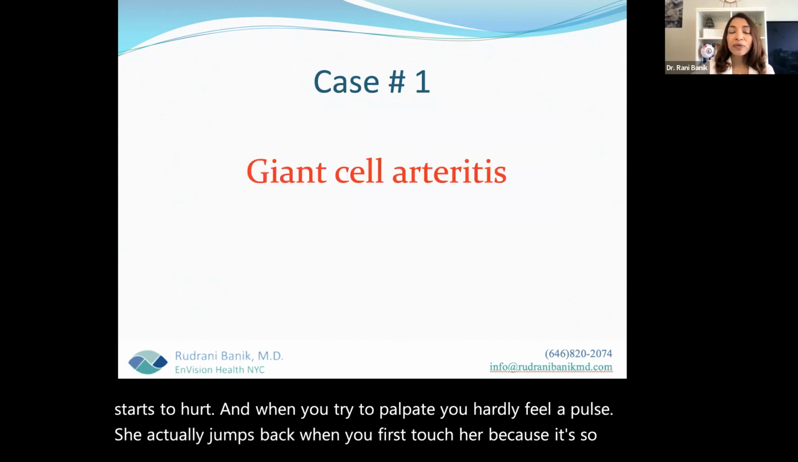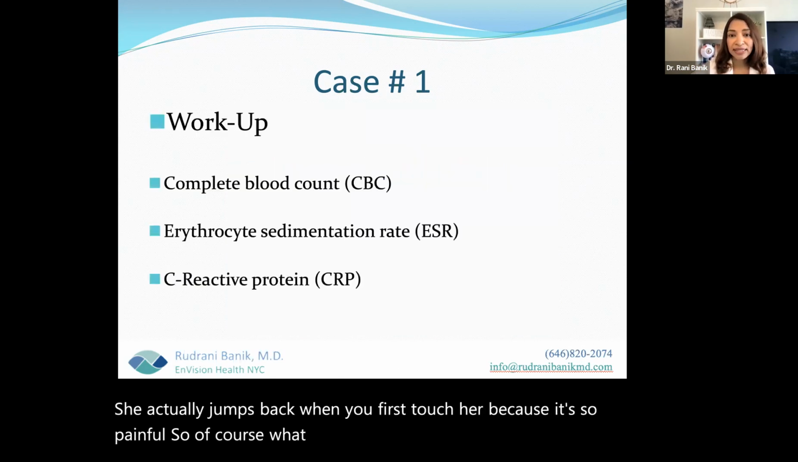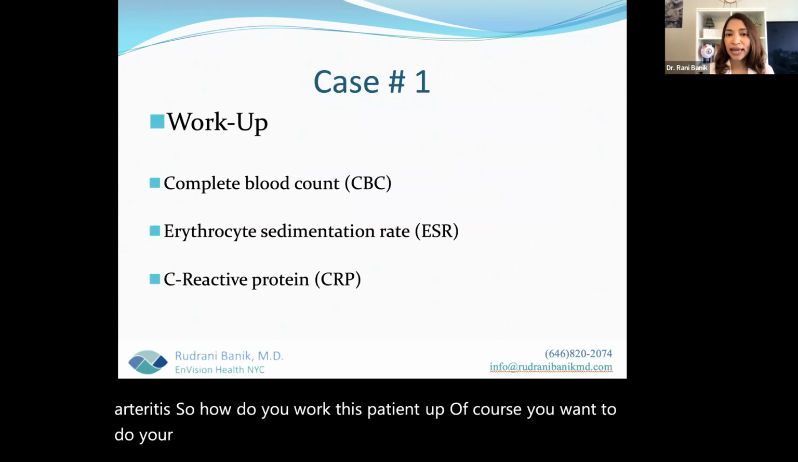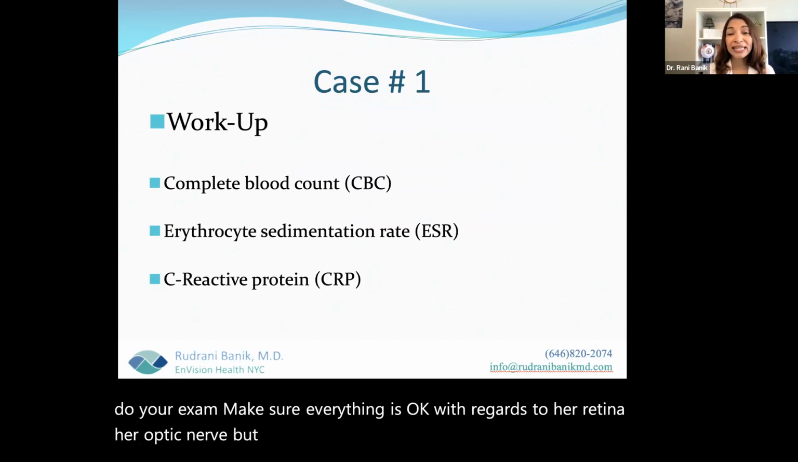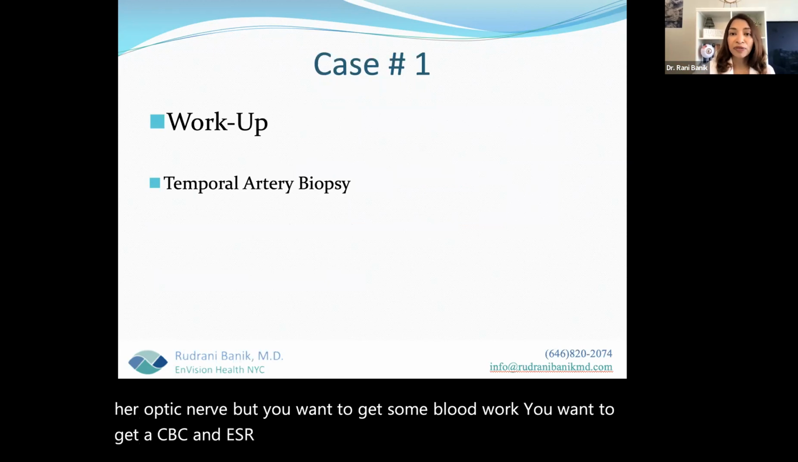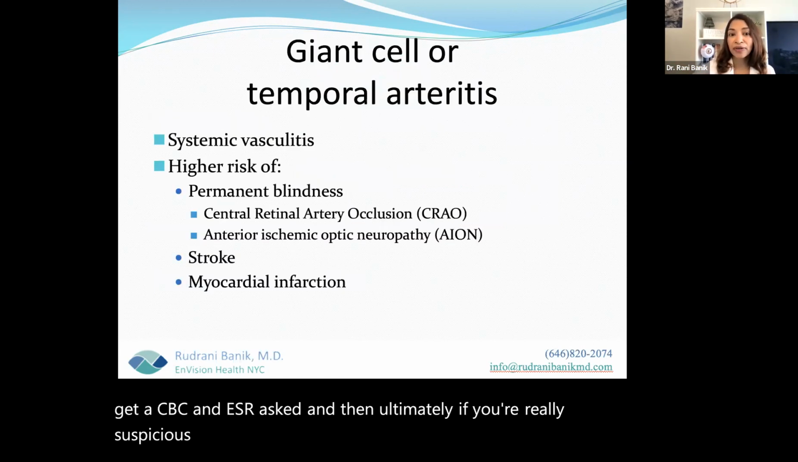So of course, what you're concerned about is giant cell arteritis. So how do you work this patient up? Well, of course, you want to do your exam, make sure everything's okay with regards to her retina and her optic nerve, but you want to get some blood work. You want to get a CBC, an ESR, a CRP, and then ultimately, if you're really suspicious, you want to send her for a temporal artery biopsy.